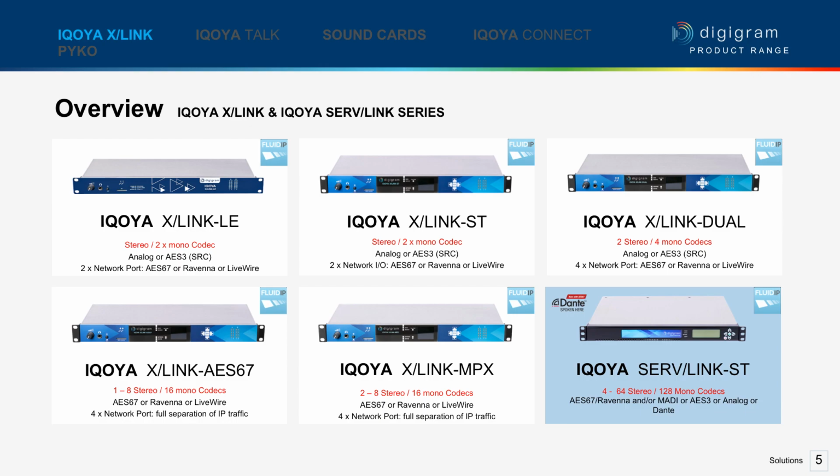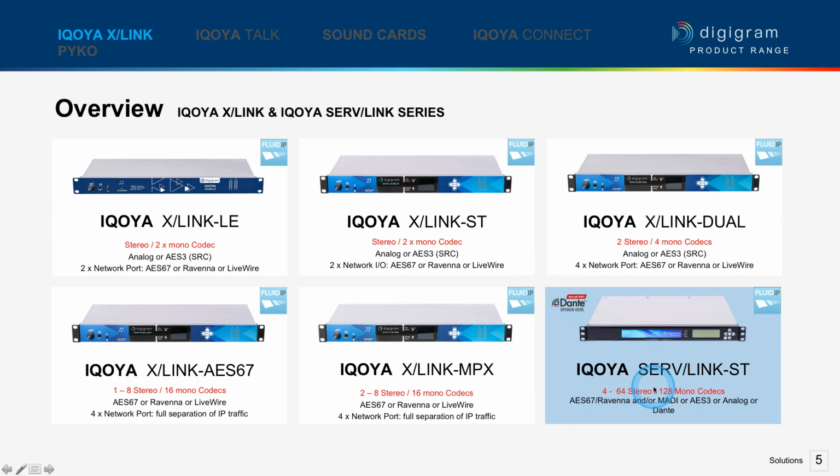The Crosslink MPX is more for doing FM transcoding, so taking FM signals and sending that over the web and then receiving it and it being in FM format. It's going to be more for radio applications.